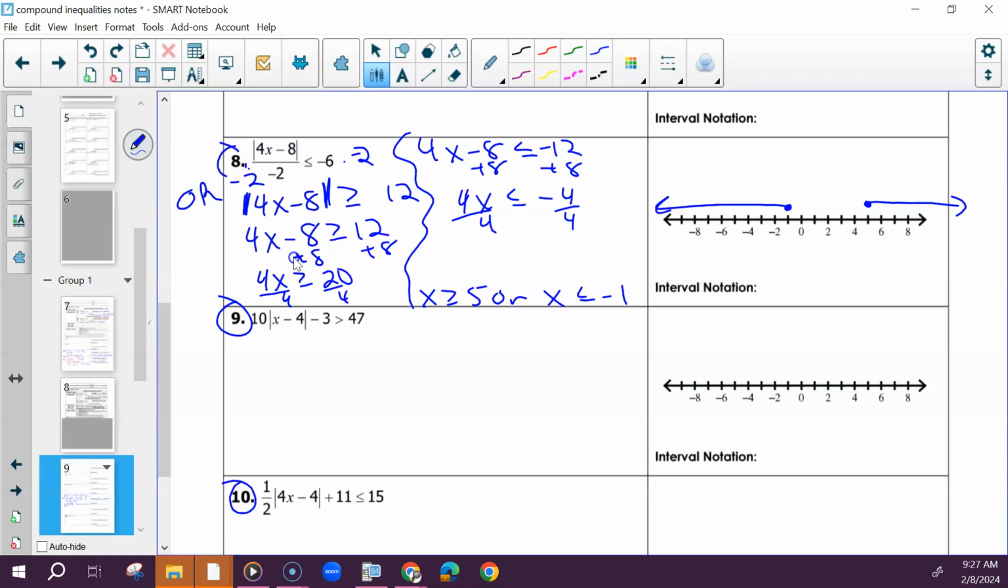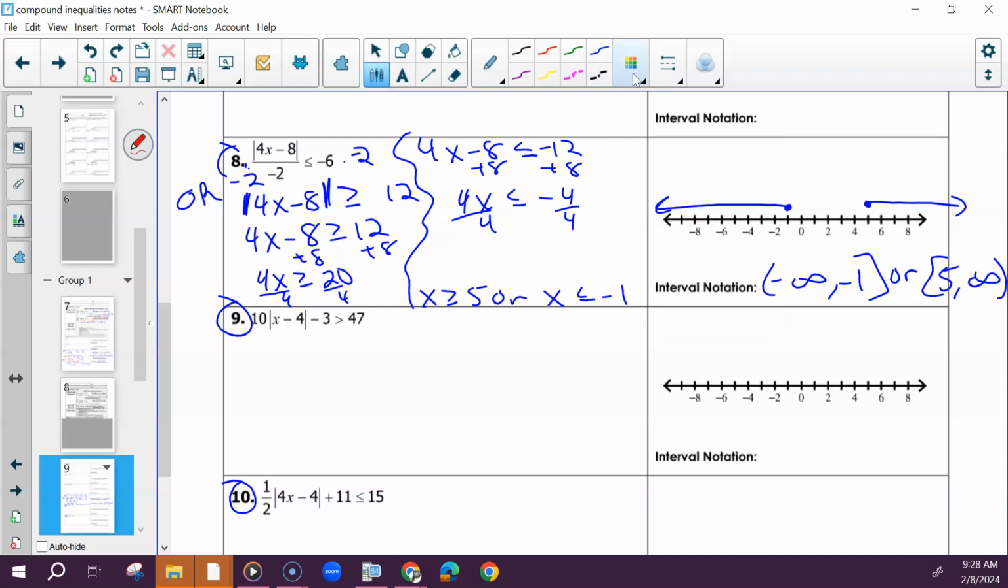And how would we write that in interval notation? Missing something. Okay. Questions on that one? Let's do 9.